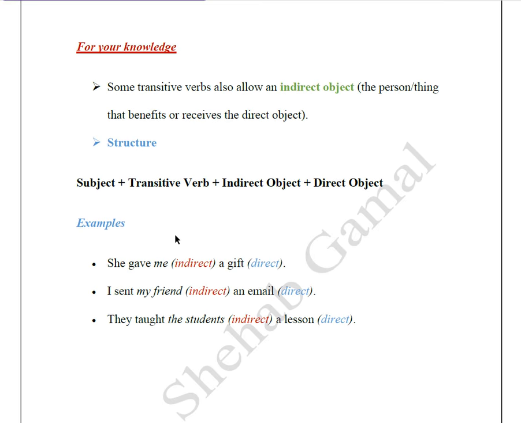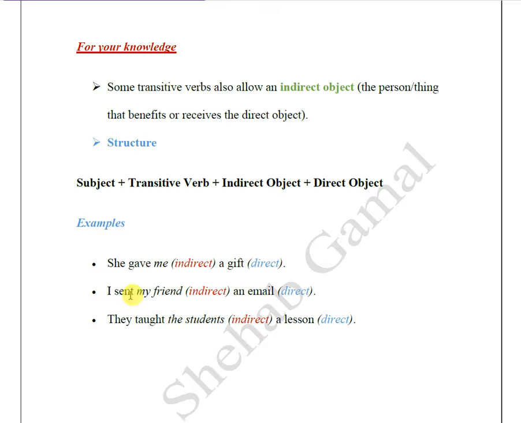The last thing I want you to know is that some transitive verbs also allow an indirect object. The indirect object is a person or a thing that benefits from or receives the direct object. The structure of the sentence is like this: starting with the subject, followed by the transitive verb, then the indirect object first, and then the direct object. She gave me a gift. If you ask yourself, gave what? The answer is a gift. So this is the direct object for the verb gave, and me is the indirect object.